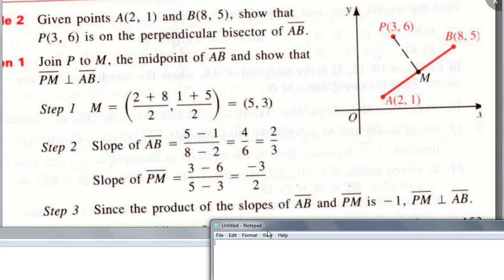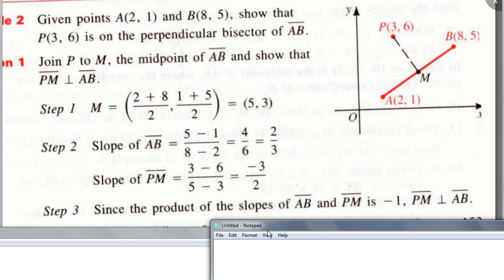Easy enough? Does anybody see another way of doing the same thing? Do you guys remember anything about a point that's on a perpendicular bisector of a segment? It's equidistant from the endpoints, right? If P is on the perpendicular bisector of AB, we need to show that PA is equal to what? PB.